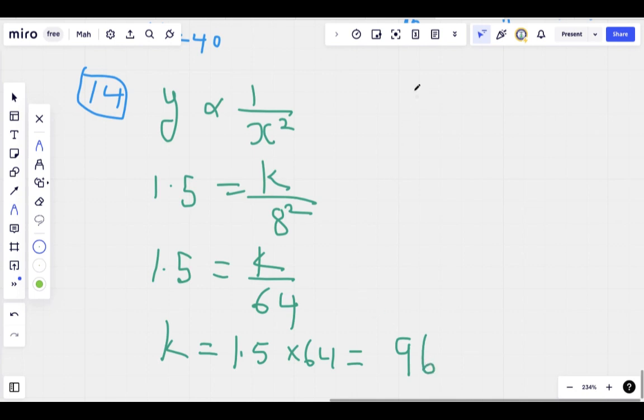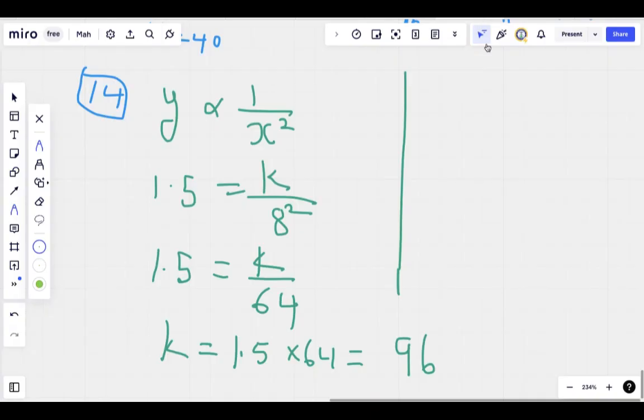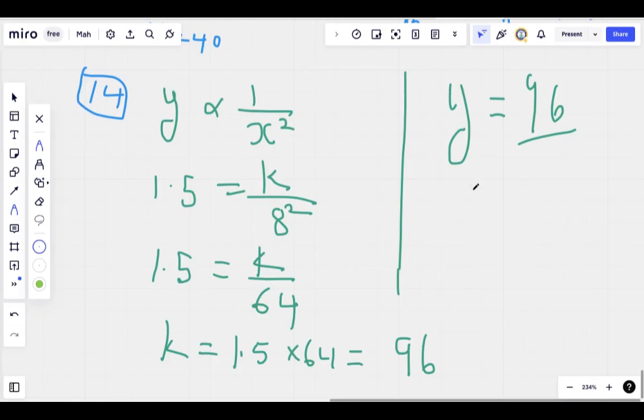Okay, so that's our value of k. Now we've got k, we can find the value of y. The question says find the value of y when x is 5. So we write y equal to k, which is 96, all over x, which is 5, when x is 5.